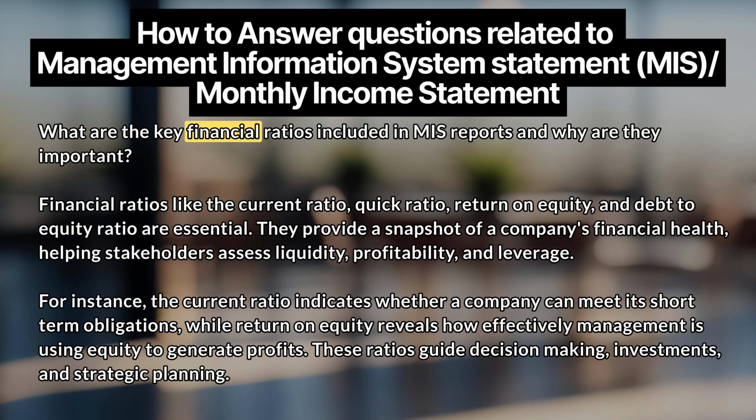What are the key financial ratios included in MIS reports and why are they important? Financial ratios like the current ratio, quick ratio, return on equity, and debt to equity ratio are essential. They provide a snapshot of a company's financial health, helping stakeholders assess liquidity, profitability, and leverage. For instance, the current ratio indicates whether a company can meet its short-term obligations, while return on equity reveals how effectively management is using equity to generate profits. These ratios guide decision-making, investments, and strategic planning.